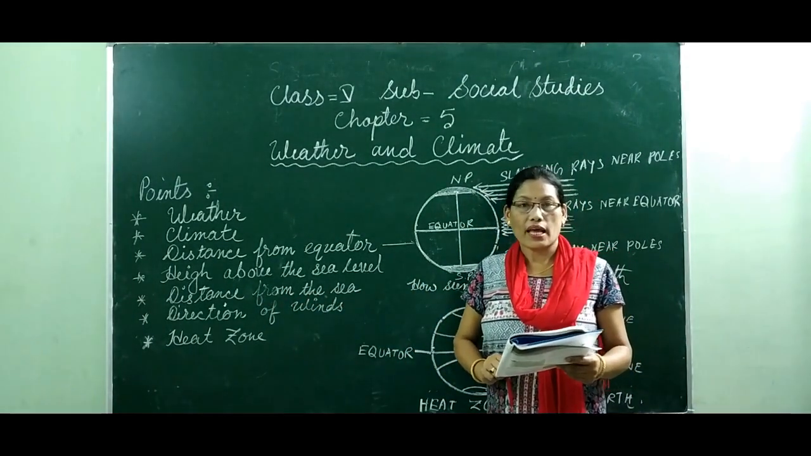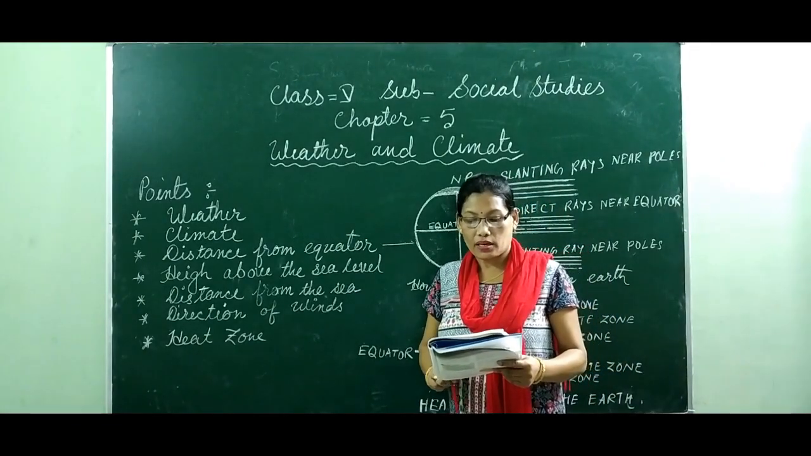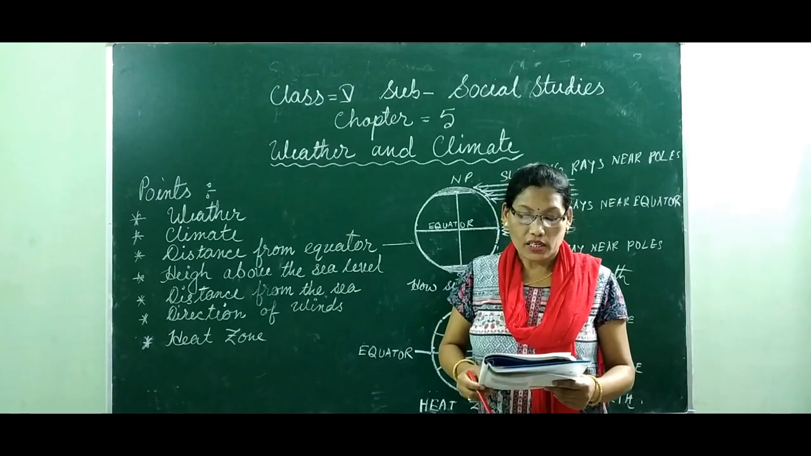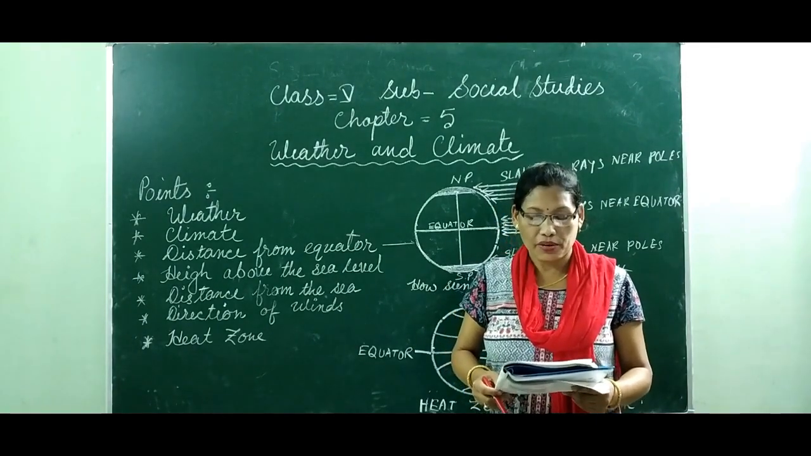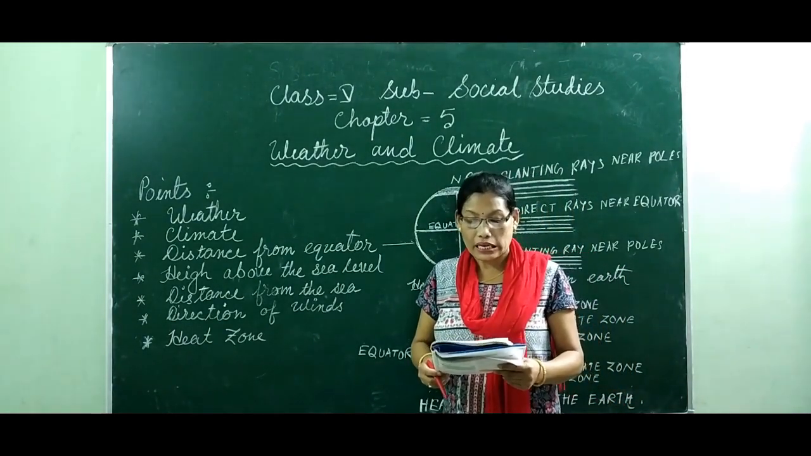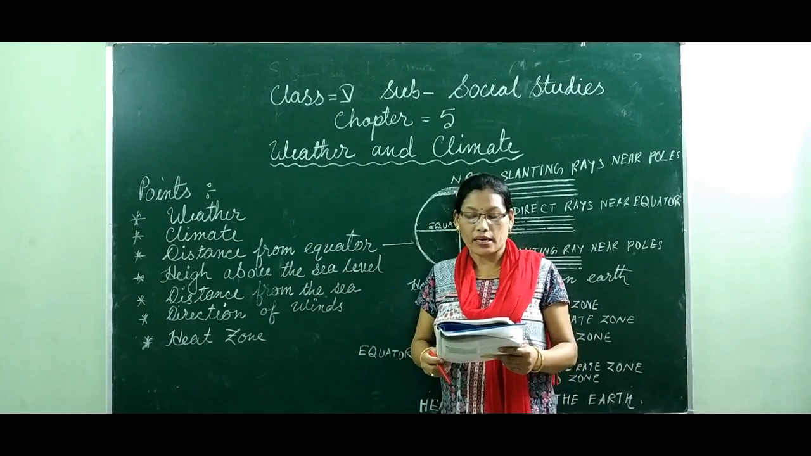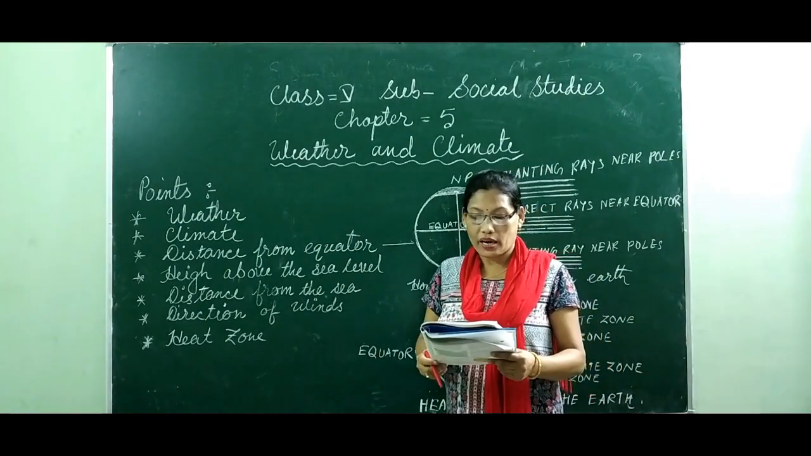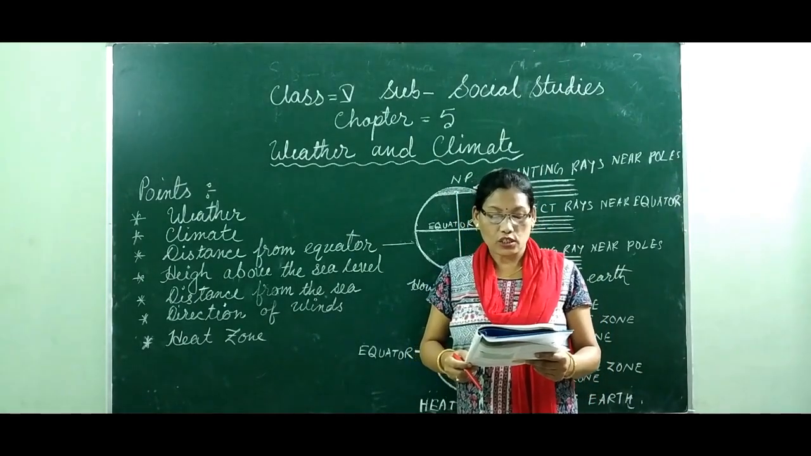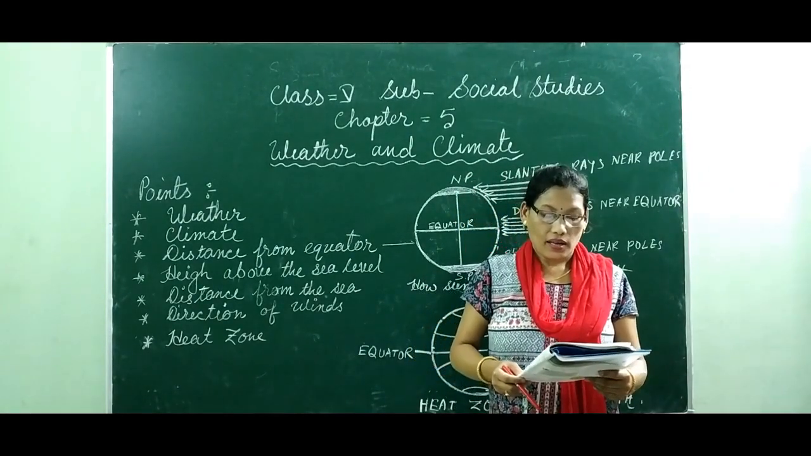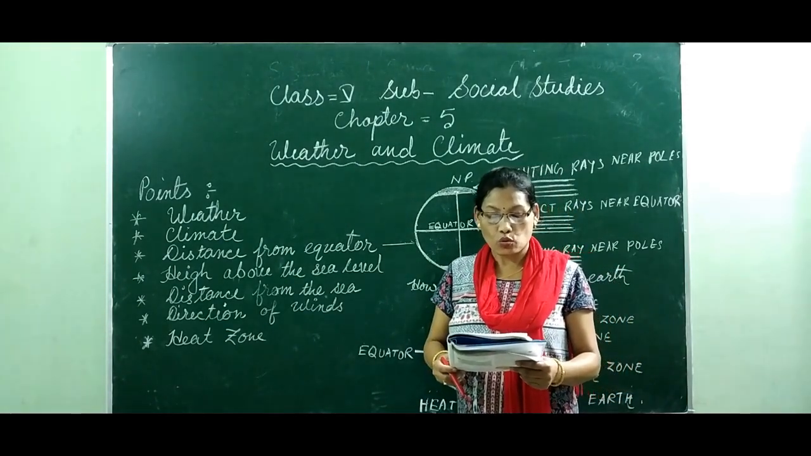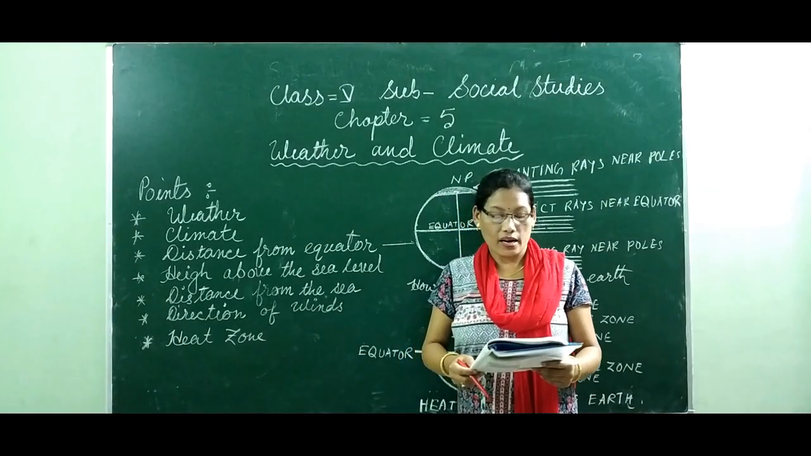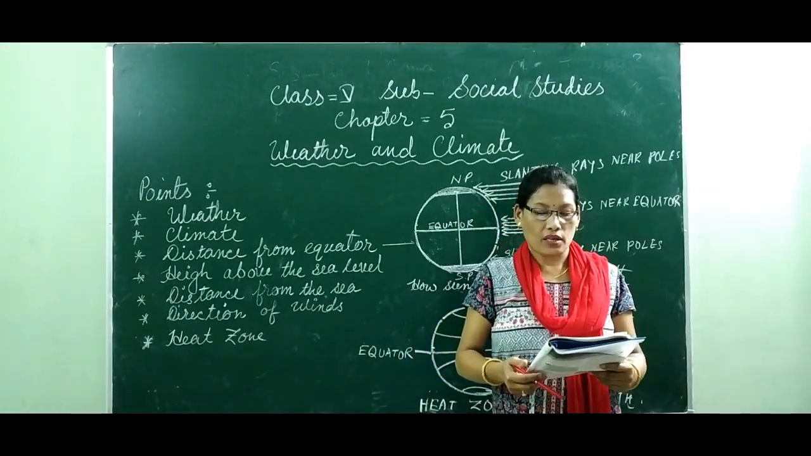The next is distance from the sea. Places near the coast have a moderate climate. It is neither too hot nor too cold here. This is due to the effect of the sea breeze. Water bodies heat up and cool down at a slower rate than land. In summer, therefore, the sea is cooler than the land. Hence, air over the sea is cooler than over the land. This cool air is called sea breeze.